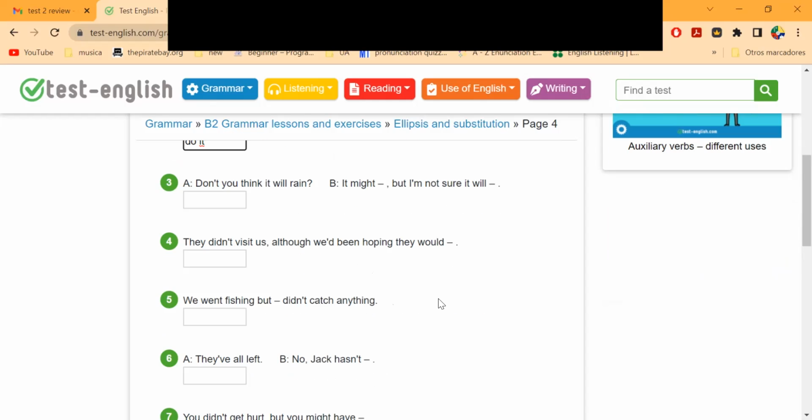Do you think it will rain? It might, but I'm not sure it will rain. Yeah, this is very simple. Es básicamente para, esto es como que funciona al revés, es como que está hecha la substitution and ellipsis arriba y abajo uno tiene que decir lo que se diría si no existiese esta substitution and ellipsis. La forma larga y redundante. They didn't visit us, although we had been hoping they would visit us.